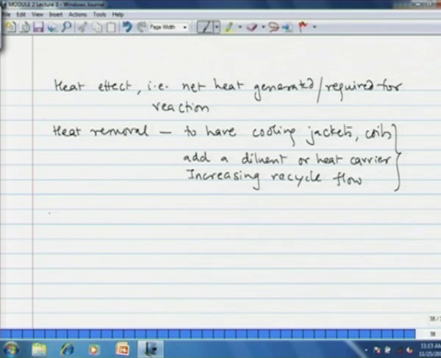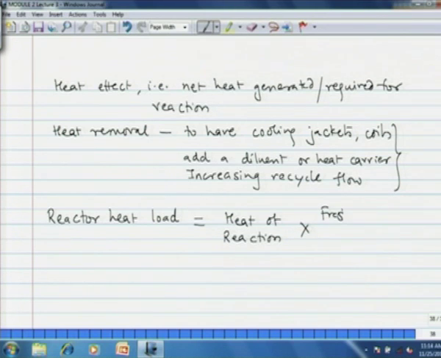Okay. Now, the reactor heat load, whether positive or negative, is essentially the heat of reaction multiplied by the fresh feed rate of limiting reactant. We would always like to specify reactor heat load in terms of fresh feed rate of limiting reactant, because conversion of fresh feed limiting reactant is complete. Okay. That point we note.